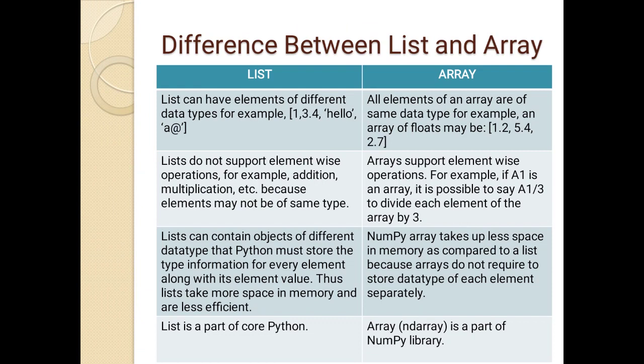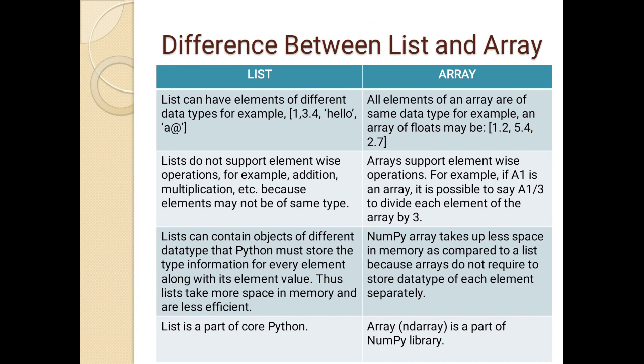But an array supports element-wise operation. You simply have to write, suppose A1 is an array. So if you write A1 into 3, 3 will be multiplied with each and every element of array A1. Similarly, it is possible to say A1 divide by 3 to divide each element of the array by 3.